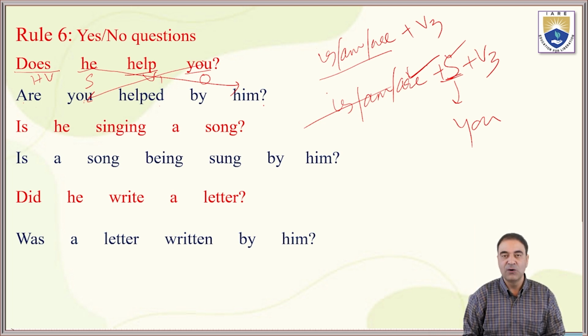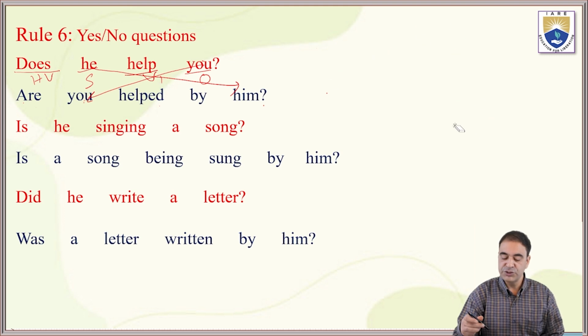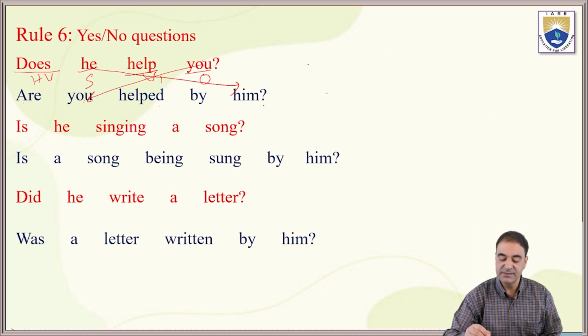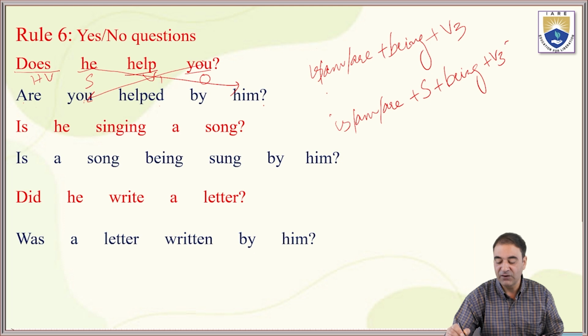He is singing a song. This is present continuous tense, and we change present continuous tense like this: is, am, are, being. In continuous tenses, we use being plus verb in third form. But one thing you have to do here, it's an interrogative sentence. Therefore, introduce the subject after be forms of verb. If it is is, am, are, then introduce the subject, then being, and then verb in third form.